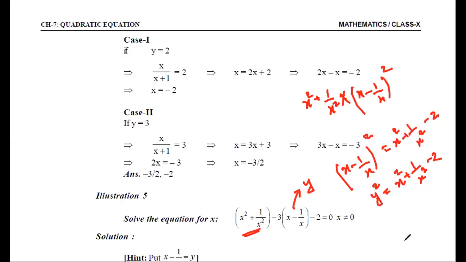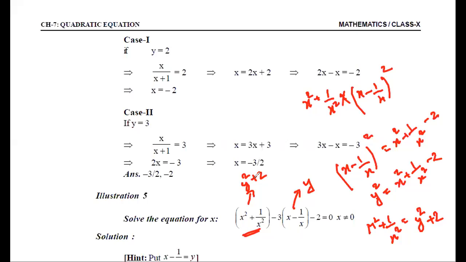Everyone is getting this concept? This is the substitution. So if I can write it like this, x square plus 1 by x square, I'll take minus 2 to that side. It will be y square plus 2. As simple as that. Okay, everyone got it. This will become y square plus 2.